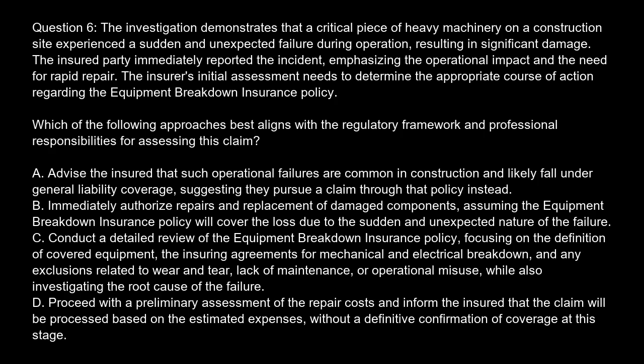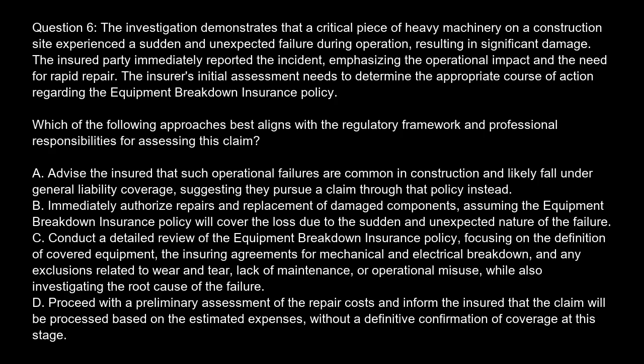Option A. Advise the insured that such operational failures are common in construction and likely fall under general liability coverage, suggesting they pursue a claim through that policy instead. Option B. Immediately authorize repairs and replacement of damaged components, assuming the equipment breakdown insurance policy will cover the loss due to the sudden and unexpected nature of the failure.